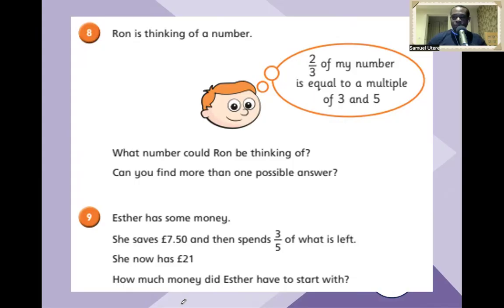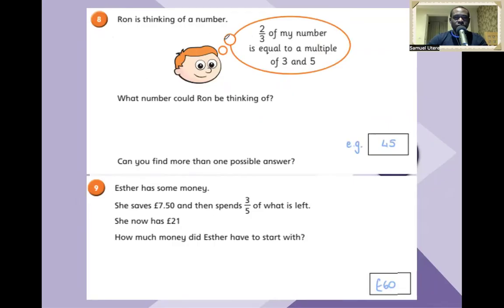All right. Assuming you've paused the video and you've answered questions 8 and 9, here are the answers. So here, Ron is thinking of a number, and he says 2/3 of my number is equal to a multiple of 3 and 5. All right. So then we can start to think of multiples of 3 and 5. One of the first that should come to mind is 15. And what number could Ron be thinking of? Then you start to try numbers: 15, other multiples of 5, 30, multiples of 3 and 5, 45. And then you can use that to work things out like that.